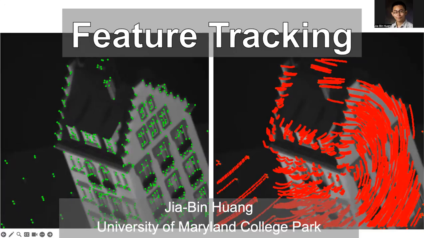Okay, let's get started. So we are going to talk about feature tracking. On the left-hand side, you see that we are drafting the problem: given an image, how do you detect what are the good corner locations that are good for tracking?